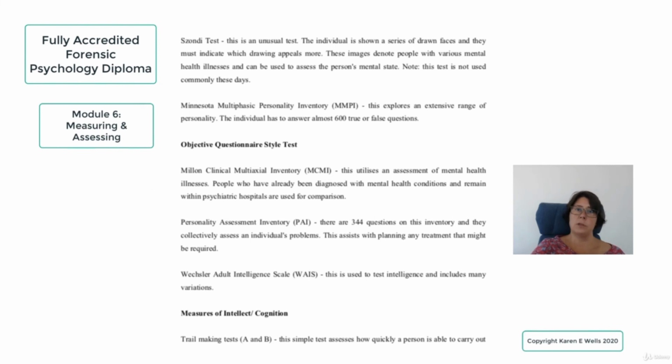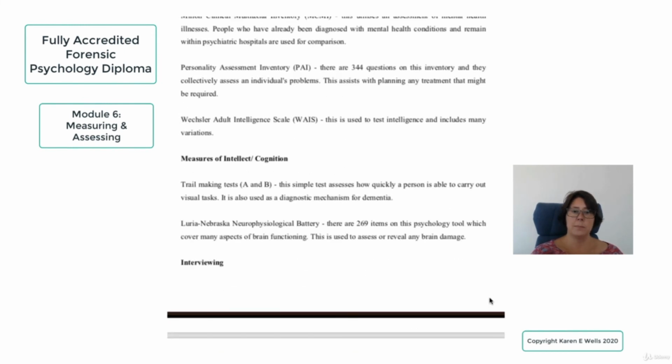And this is really where you do need the training manual, because we're going to go very in depth in the manual for this, okay? The third being measures of intellect and cognition.